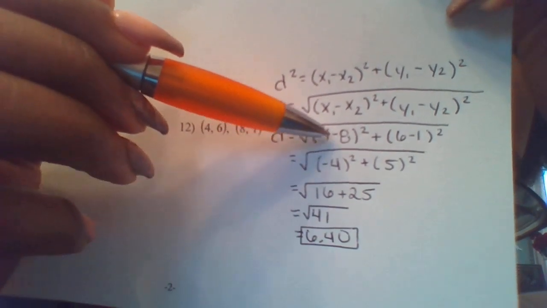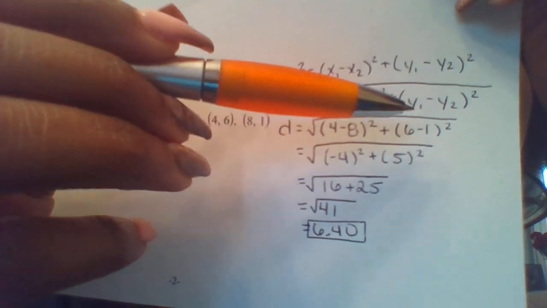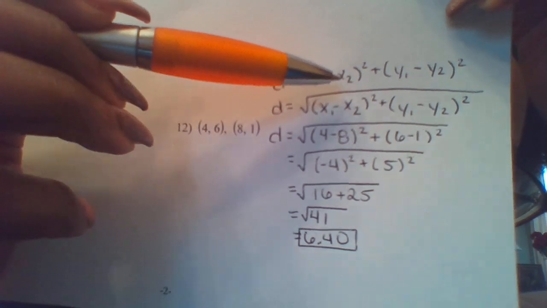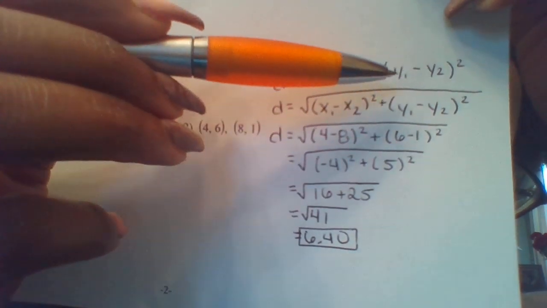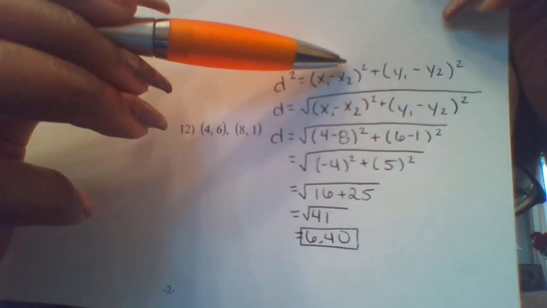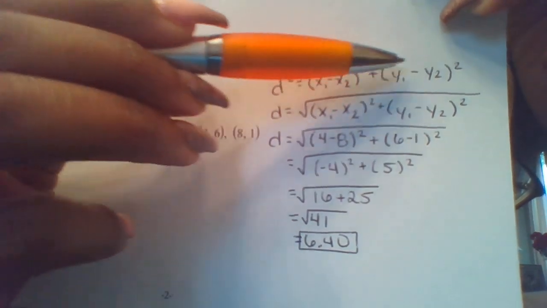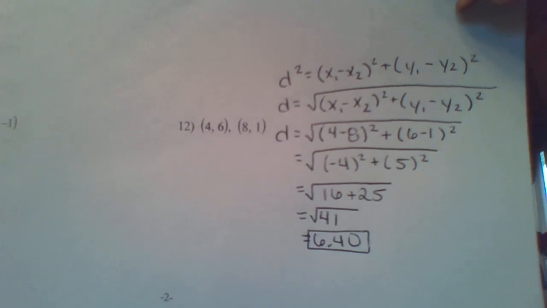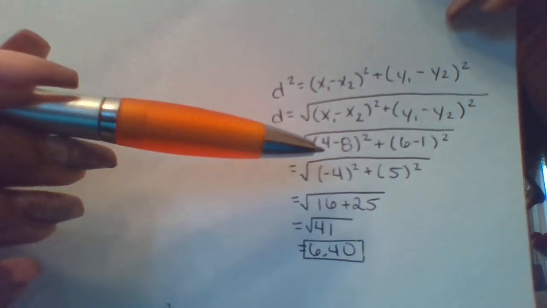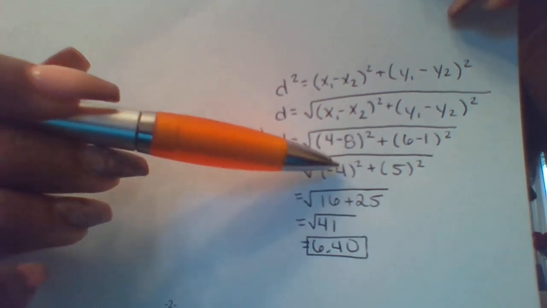I do want to backtrack for a bit and note the fact that it doesn't matter which order you use for the formula. So instead of doing x1 minus x2 squared plus y1 minus y2 squared, you could have switched these and done x2 minus x1 squared plus y2 minus y1 squared. It doesn't matter with this particular formula because the difference is going to be the same except for the sign.